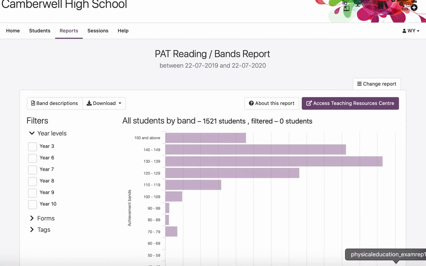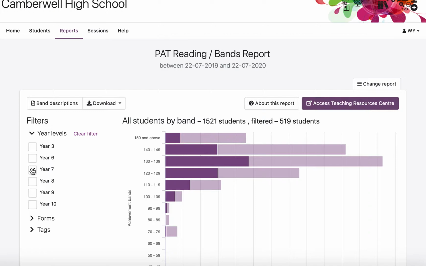So I'm just going to open this back up. This is the ACER testing. And what I've done here is I've generated a report based on bands. Now, this is for all of our students, year 7 through to year 10. And if I was to click on year 7, it shows the breakdown of where those year 7s were. I can take them away and show the breakdown of the year 8s, etc.